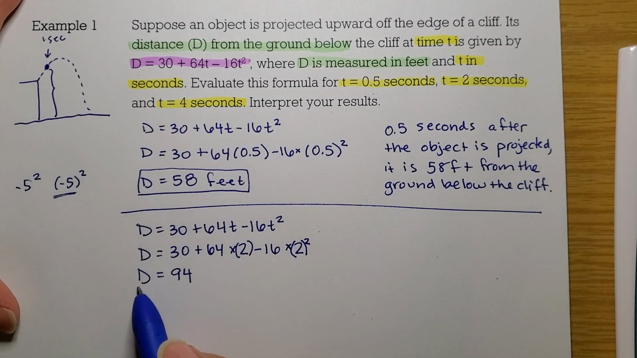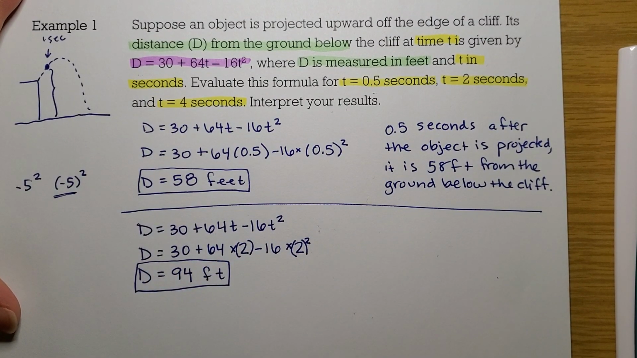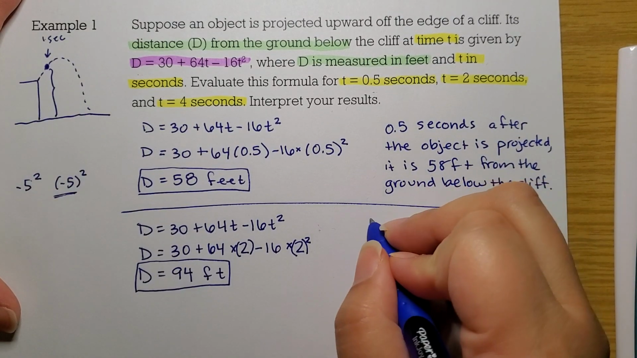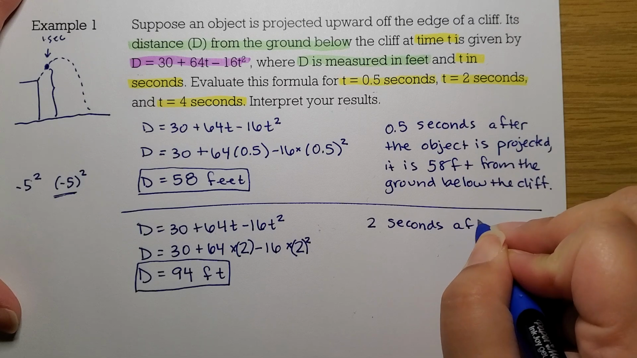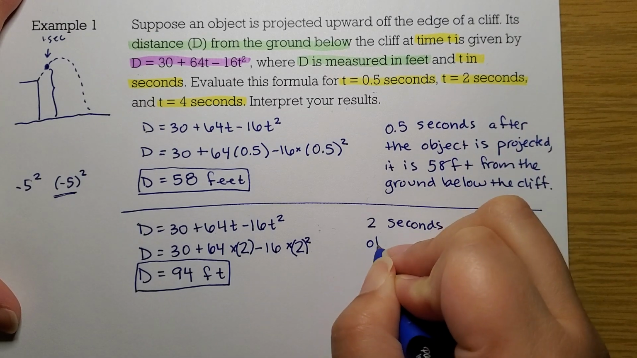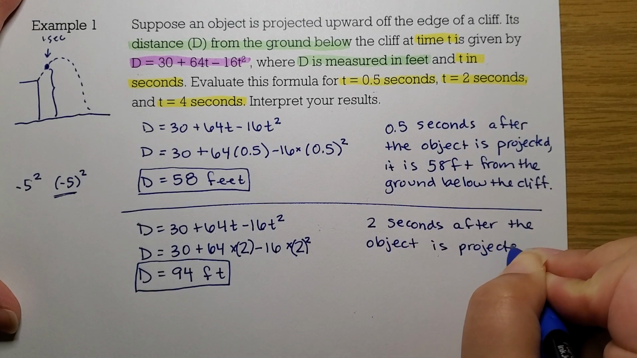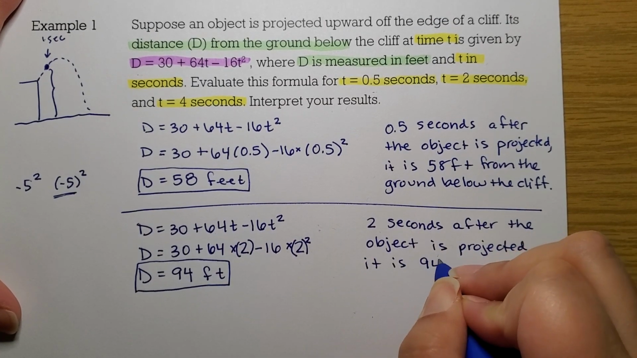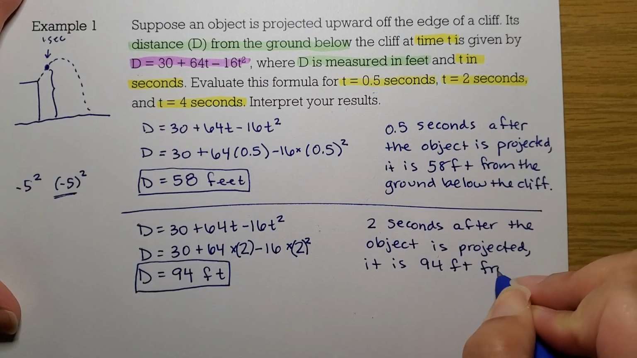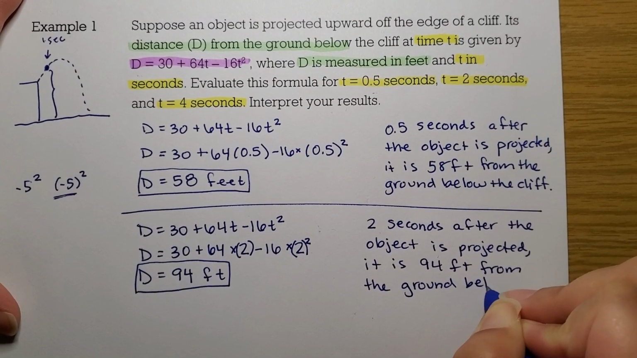And again, D is for distance, so this is 94 feet. For our interpretation, this time we substituted 2 in for t. So I would say 2 seconds after the object is projected, it is 94 feet from the ground below the cliff.